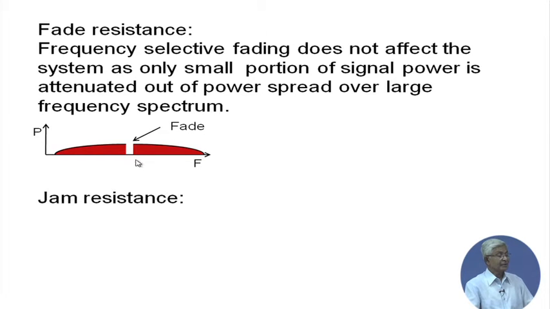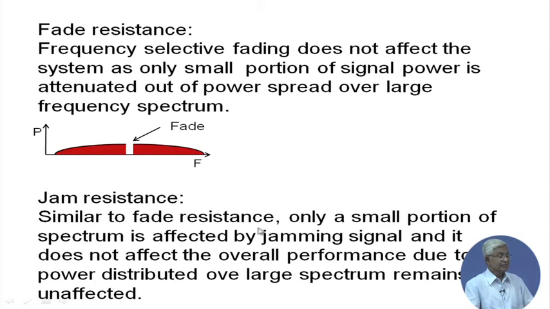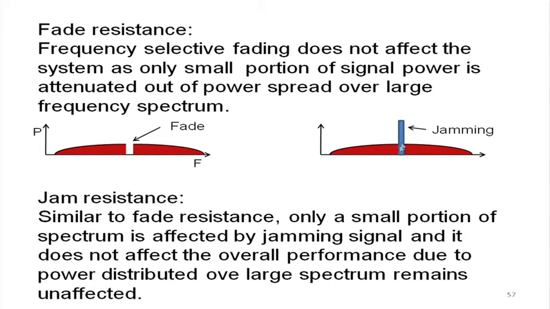The opposite of that is jam resistance. Similar to fade resistance, only a small portion of the spectrum is affected by jamming, which puts a high amount of another power on that part so that it looks like noise, and it does not affect the overall performance, as the power is distributed over a large spectrum. In this picture we just reverse it: instead of a fade there is jamming here. So only this portion of the frequency spectrum is affected by jamming and the rest is not. Therefore, by the ratio you can find out that it is jam resistant.